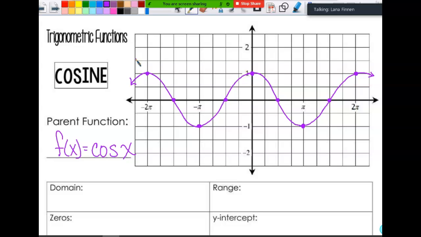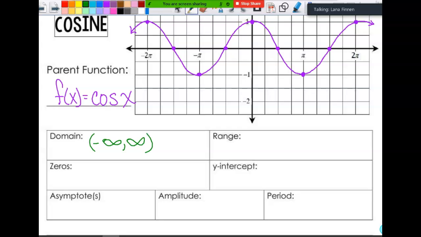Everybody good so far? All right, so my domain is still -infinity to infinity. My range is still -1 to 1. My zeros, I'm going to have an infinite amount of zeros again. They're not happening at 0 and at pi and at 2 pi and 3 pi. It's happening at pi halves, 3 pi halves, and so forth. Is the space between the zeros still a distance of pi? It is, right? So it's still happening every pi, it just doesn't start at 0.